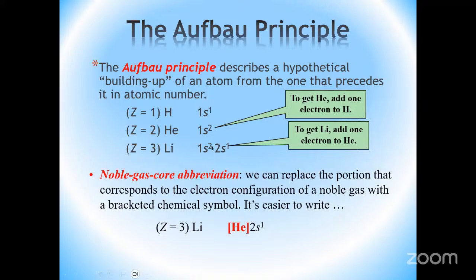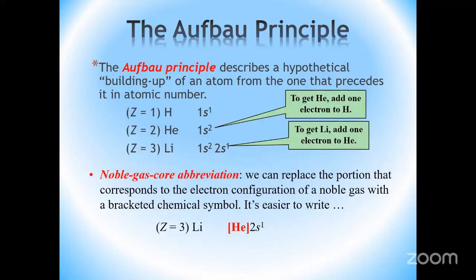So what we do is we replace this part here with a symbol, which is this right here: the symbol of helium in square brackets. That represents the electronic configuration of helium. And then we write down what is left, which is 2s1. And that would be the abbreviated version.